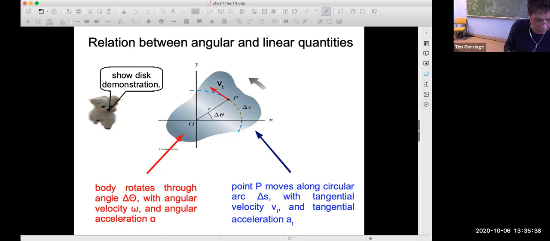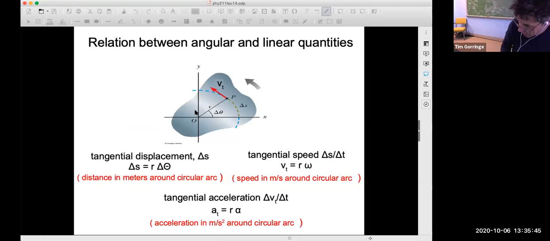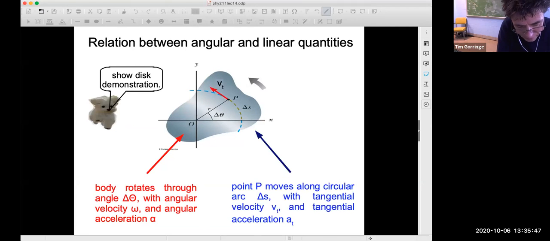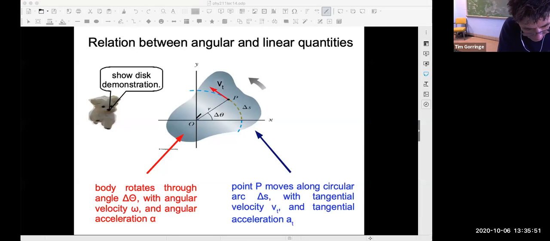So I'm going to ask you to imagine this. Here's a picture of some rotating object. I have no idea what it is. Looks like, I don't know, a Yeti's foot or something like that. But it's rotating, and it's rotating counterclockwise here.